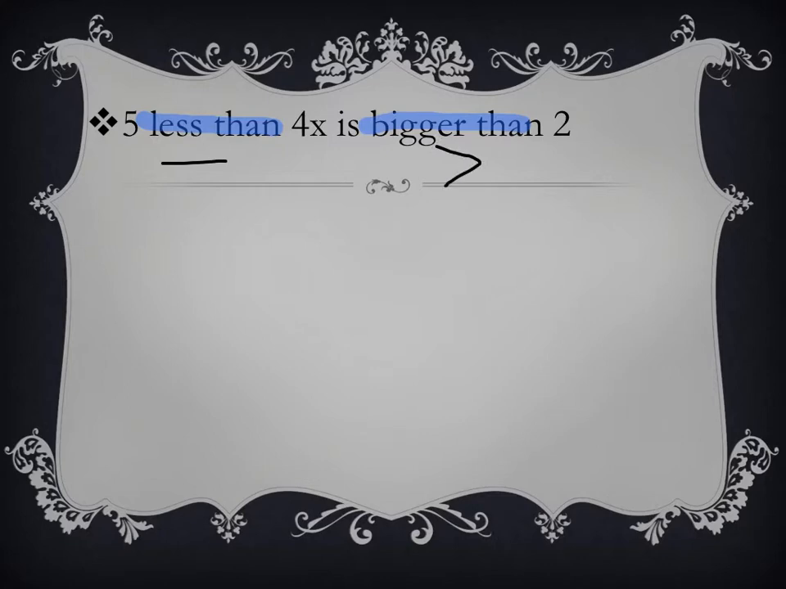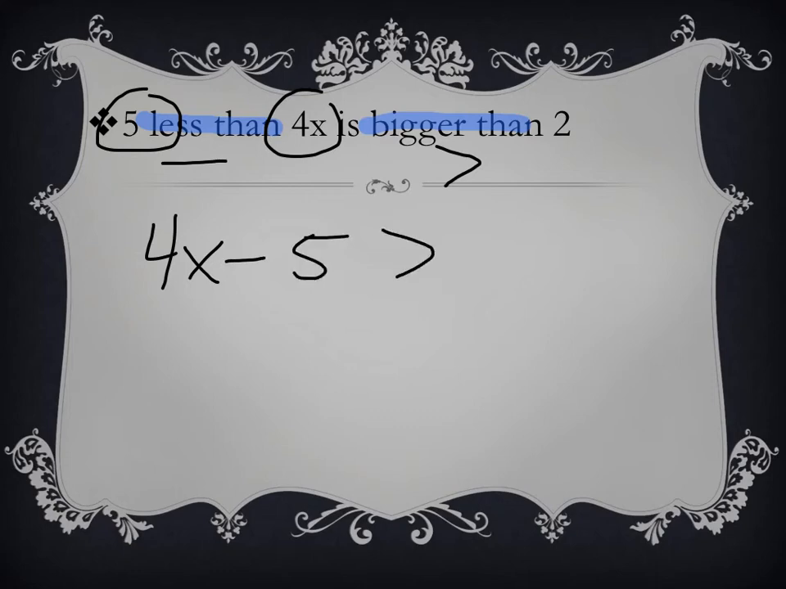Alright, so when we subtract, it says 5 is less than 4x. So we start with a 4x, and we are going to subtract 5, and we know that has to be bigger than 2.